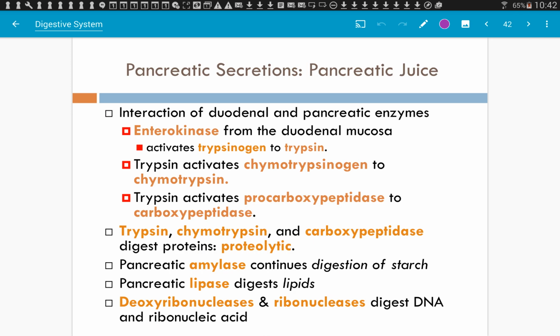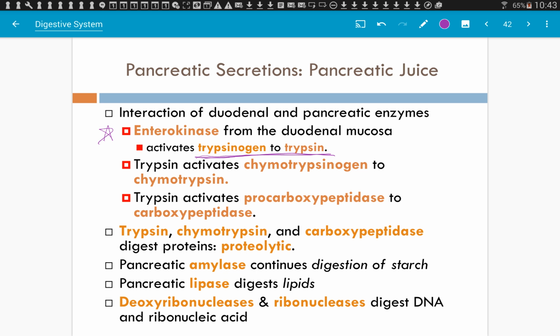Okay, so talking about pancreatic secretions, some things we do spend more time on, some things we do not. Okay, this is an important one here. Enterokinase, what it does is important. It activates trypsinogen, converts it to trypsin, and we will come back to that later. Okay, so you do need to know that.